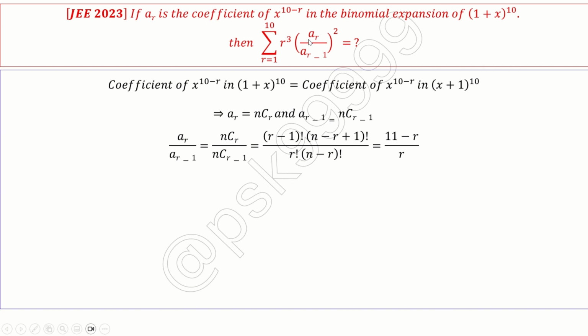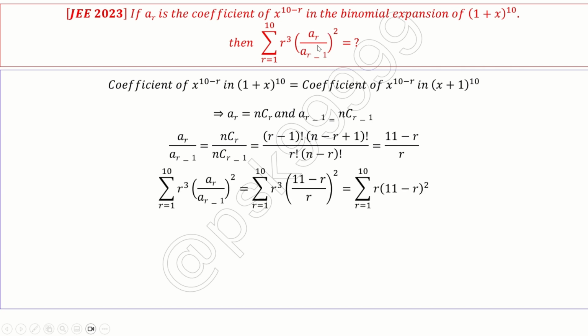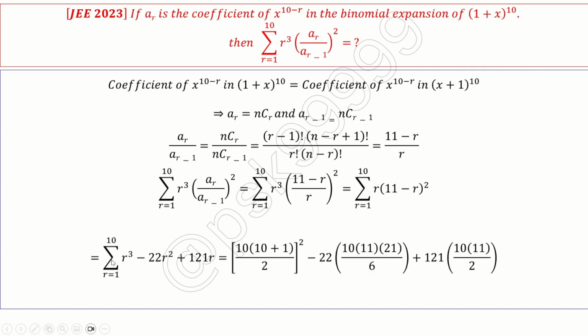Okay, so now in this expression, this is (11 minus r) by r, correct? Now you substitute it there. Substitute it, you will get (11 minus r) whole square into r, because r cube divided by r square, so I'll get r here. If I expand it, this is what it is. Sigma r equal to 1 to 10 of r cube minus 22 r square plus 121 r.